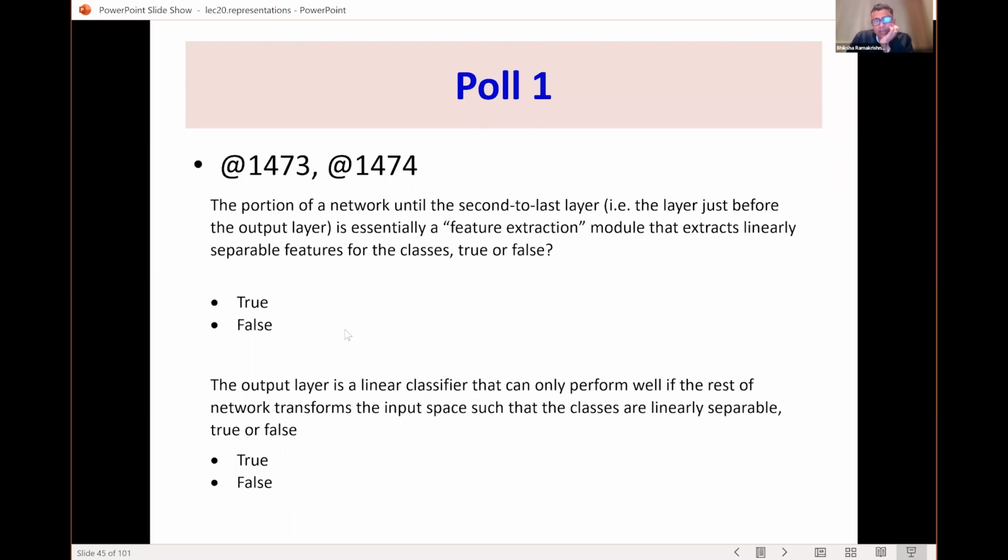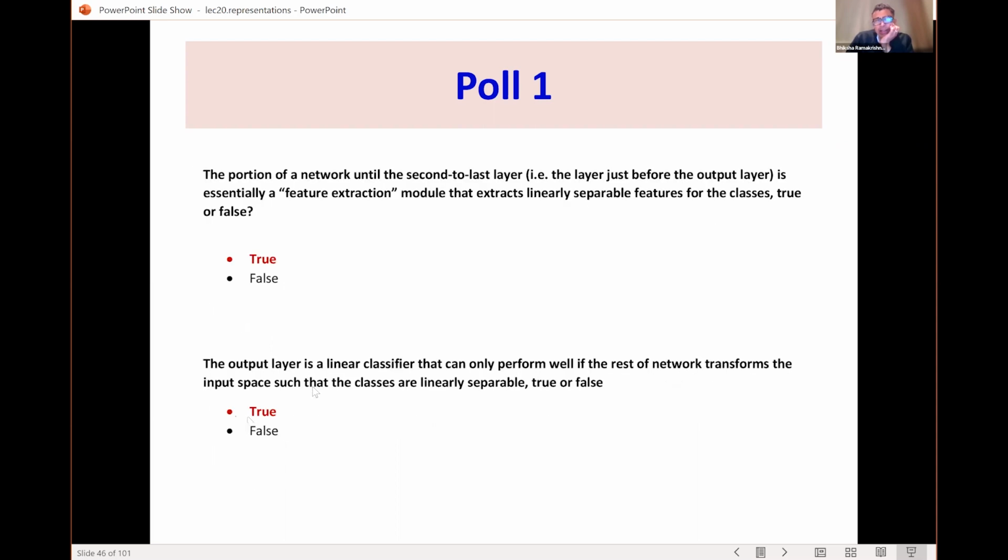True. The second one? False, right? And so the portion of the network until the second to last layer is essentially a feature extraction module that extracts linearly separable features for the classes. And the output layer is a linear classifier that can only perform well if the rest of the network transforms the input space so that the classes are linearly separable. Both of these are true.